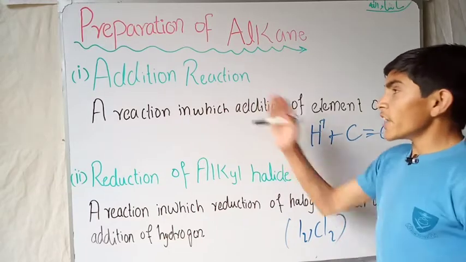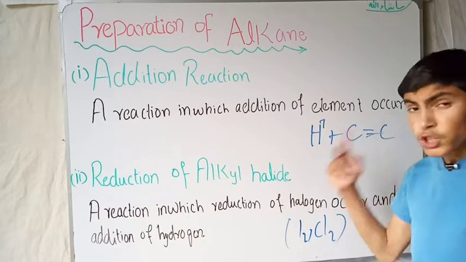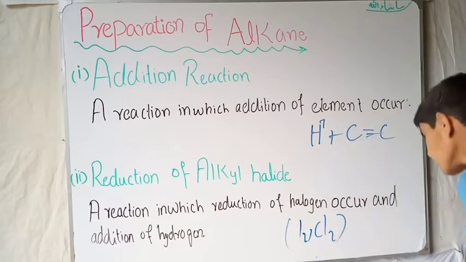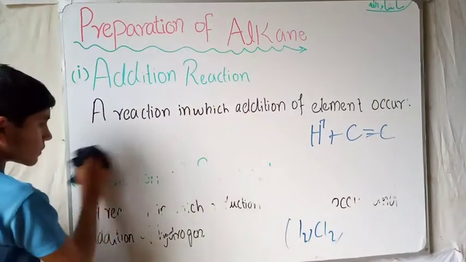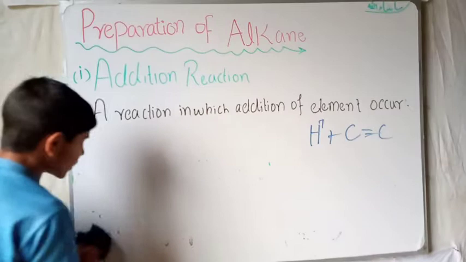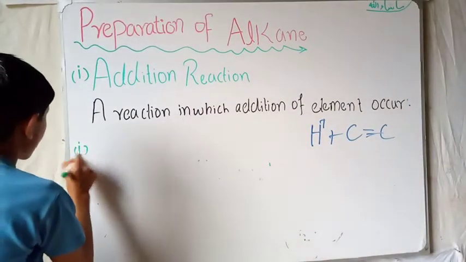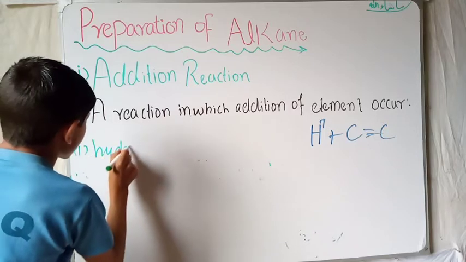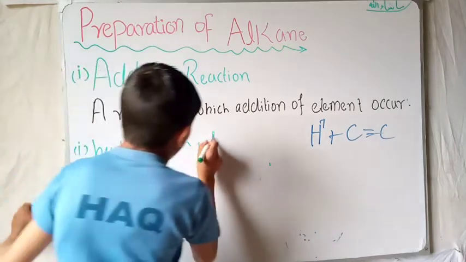So the addition reaction can occur in two ways. One is the hydrogenation of alkene. So if we talk about the hydrogenation of alkene, it occurs like this.